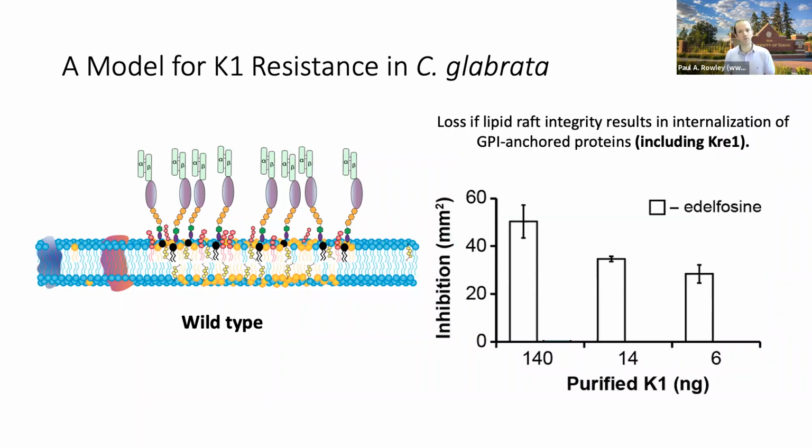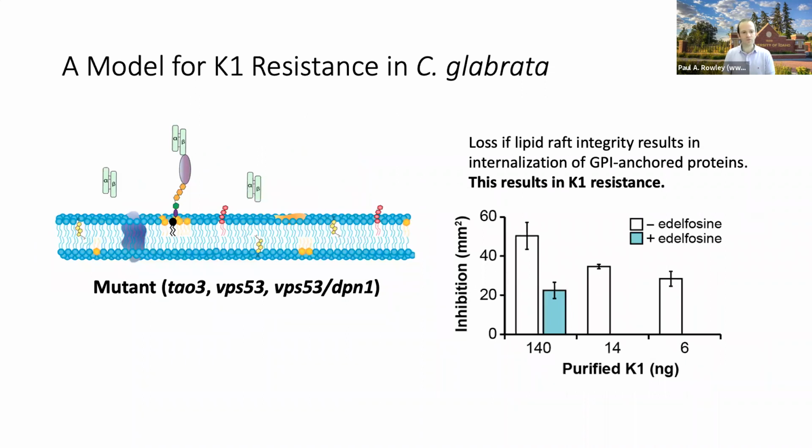And so that led us to test, well, what about lipid raft integrity? If we disrupt the lipid rafts that we think is where Cre1 resides, do we also see killer toxin resistance? So we can use the chemotherapeutic adelphazine in yeasts. When we don't treat with adelphazine, we see, again, this concentration-dependent inhibition of Candida glabrata, so we get these large zones of growth inhibition. If we treat with adelphazine, we see a marked reduction in susceptibility to K1, in that when we treat with 14 and 6 nanograms of purified K1, the cells don't care if they've been treated with adelphazine. So disruption of rafts also causes K1 resistance, which supports a model that lipid raft disruption and Cre1 are important in Candida glabrata.